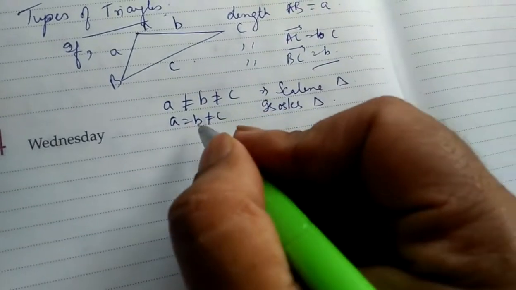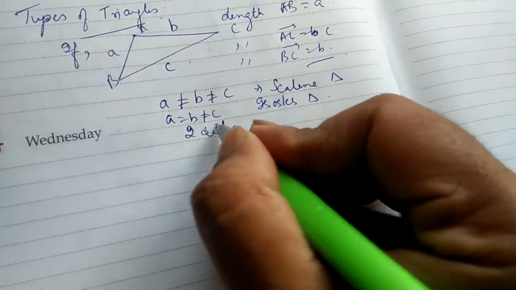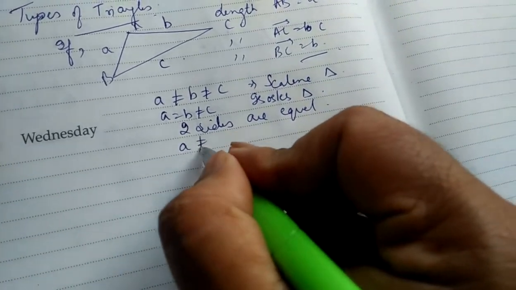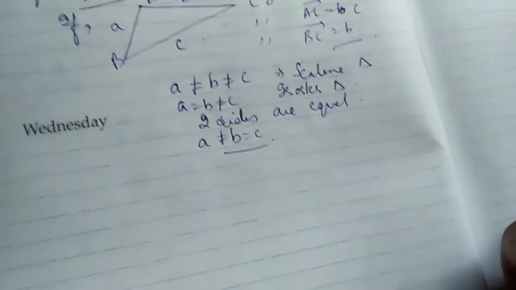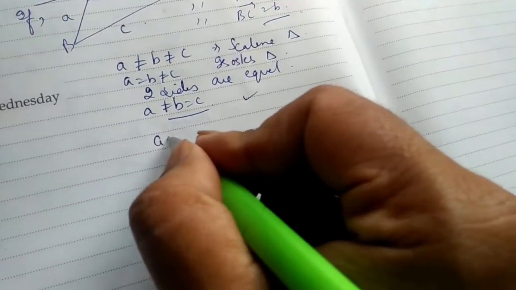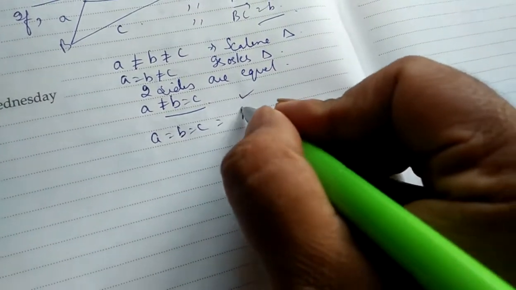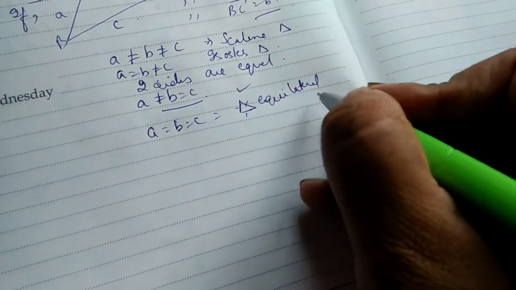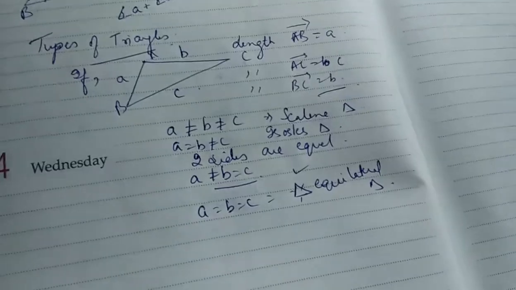Okay, when a is equal to b which is not equal to c, it is isosceles triangle, which means two sides are equal, any two sides. Okay, so a is not equal to b but b is equal to c, so this is also an isosceles triangle. Okay, if a is equal to b is equal to c, this is called an equilateral triangle. Okay. Simple enough.